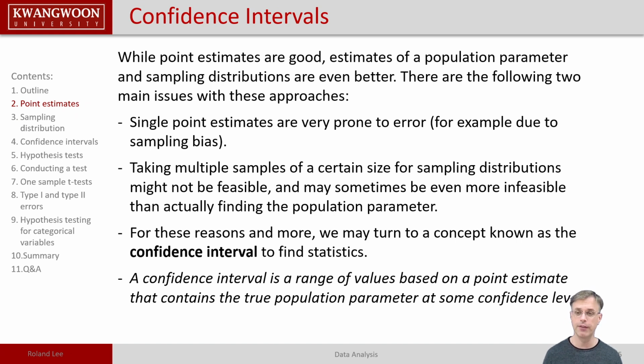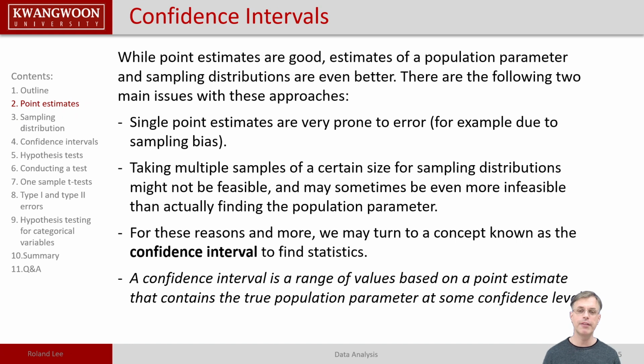Now, for these reasons and more, we may turn to the concept known as the confidence interval to find statistics. A confidence interval is a range of values based on a point estimate that contains the true population parameter at some confidence level. Confidence is an important concept in advanced statistics. Its meaning is sometimes misunderstood, misconstrued.